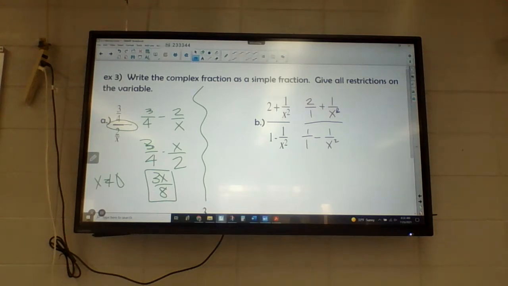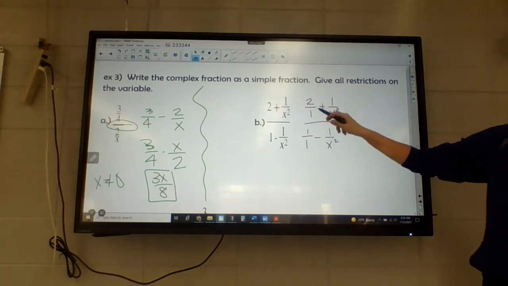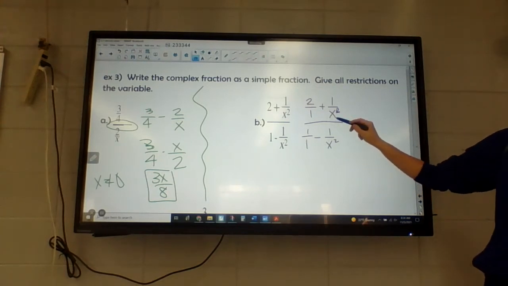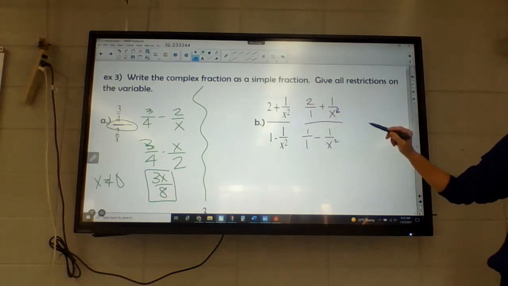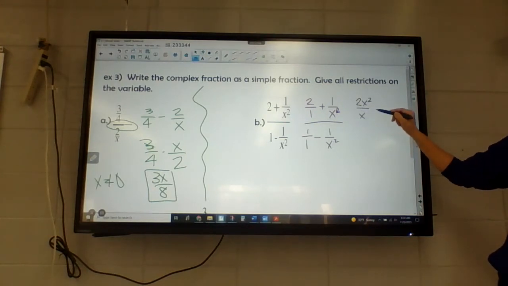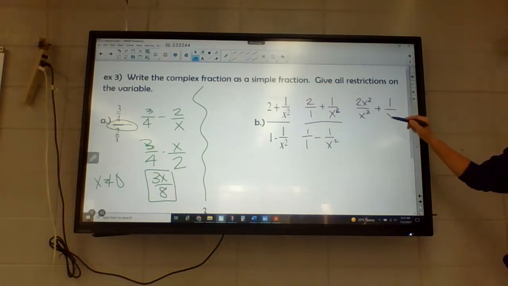So I want a common denominator. So I'm going to work on the top and then work on the bottom of all this. So my common denominator here is going to be... What's my common denominator? x squared. So this can become 2x squared over x squared. You okay with that?